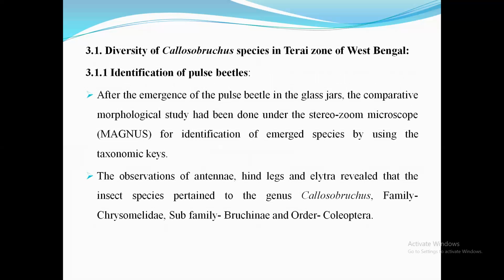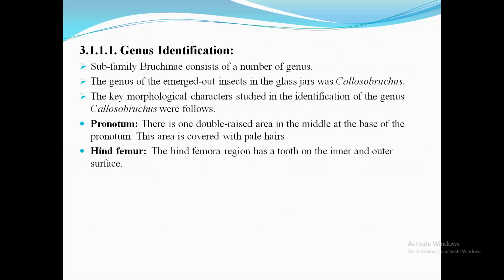The next result I got regarding this biodiversity, after observation of antennae, hind legs, and elytra, revealed that the insects which emerged in the glass jar belong to genus Callosobruchus, family Chrysomelidae, subfamily Bruchinae, and order Coleoptera. For genus identification, the morphological characters I identified are the pronotum and hind femur. Here in the pronotum, there is a double raised area in the middle at the base of the pronotum, and the area is covered with pale hairs. While in the case of hind femur, it has a tooth on inner and outer surface.